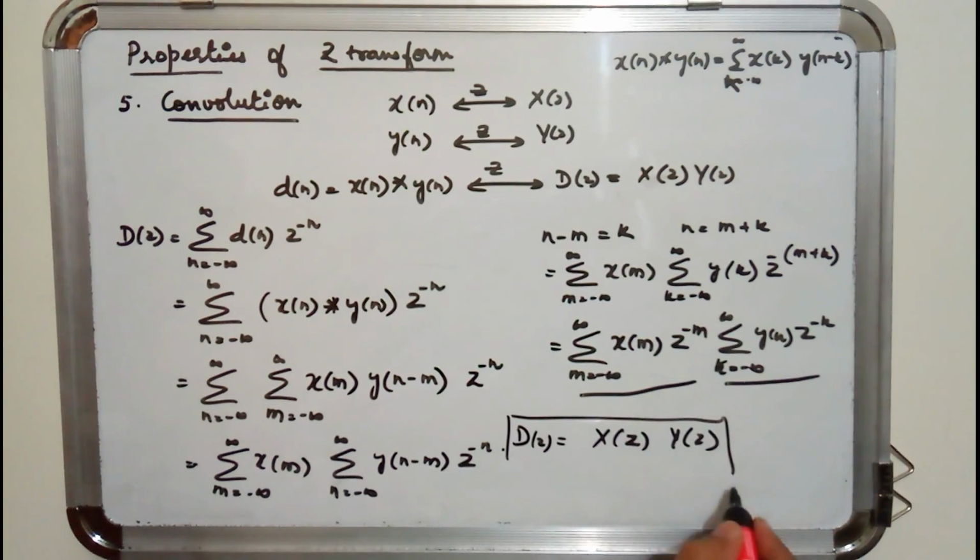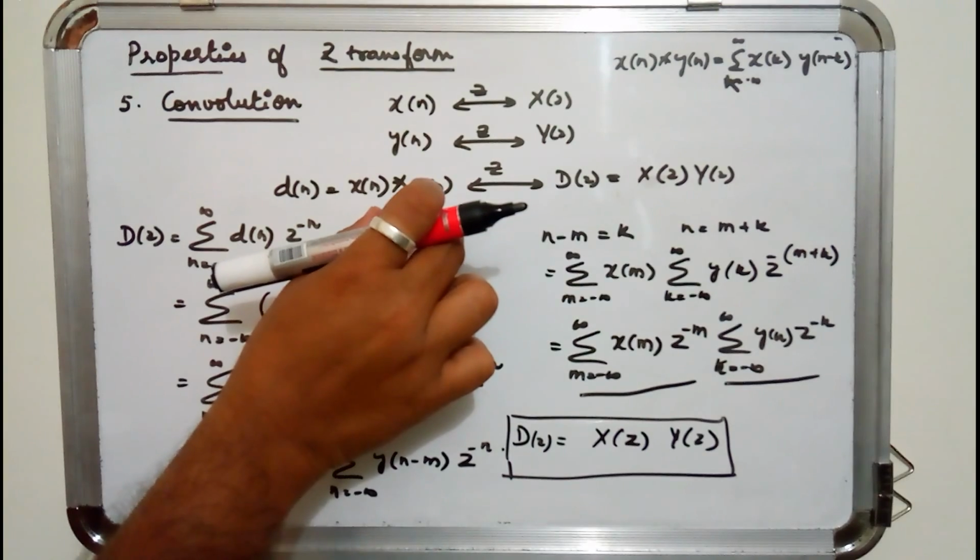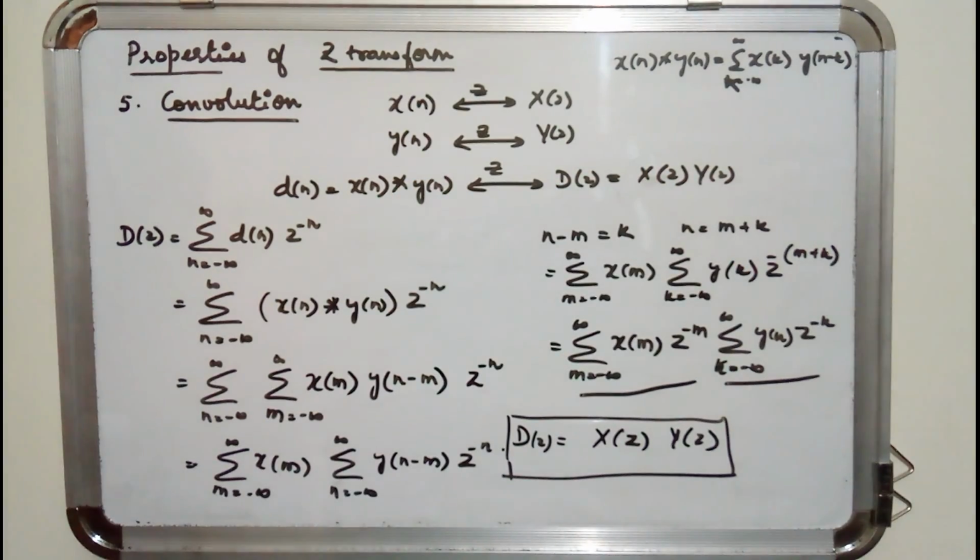So the bottom line here is, if you have convolution of two signals in time domain, it will get converted into multiplication of the z transform of those two signals, or multiplication in z domain.